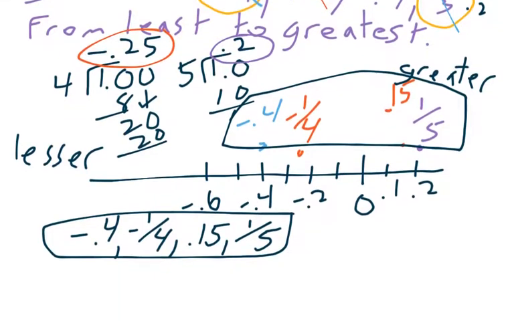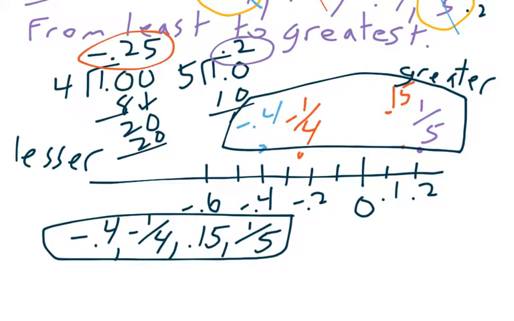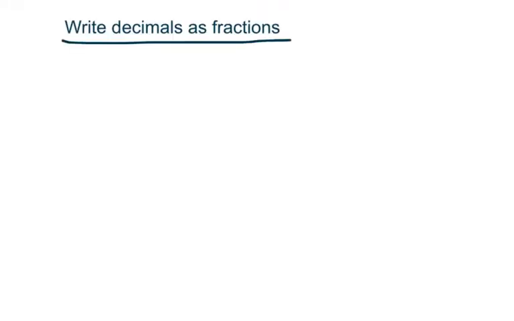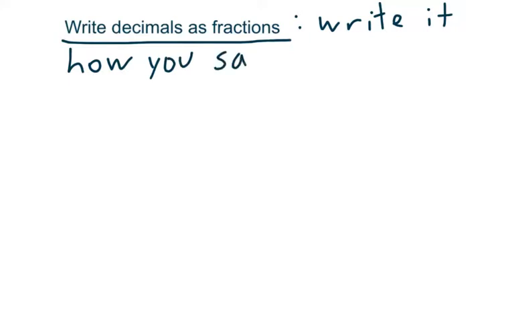Okay, let's practice writing decimals as fractions. And when we write decimals as fractions, just write it how you say it. And then reduce. So an example would be 2.08.